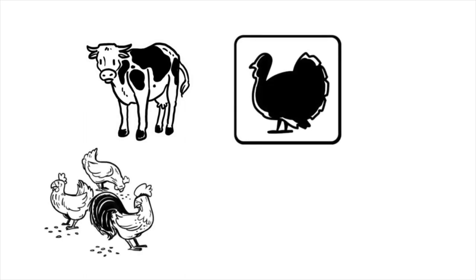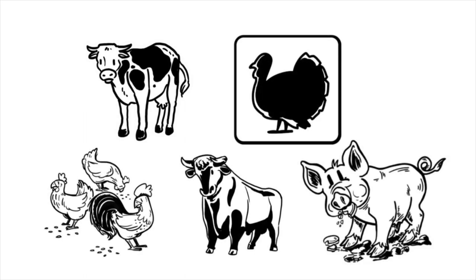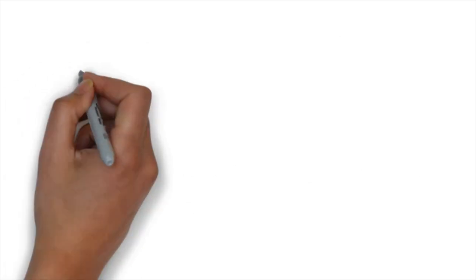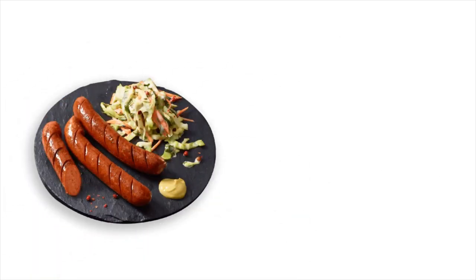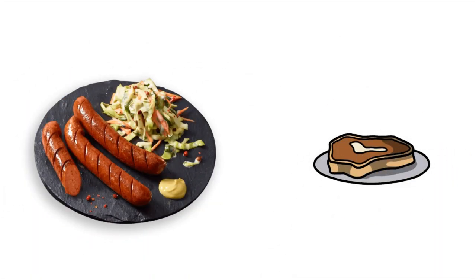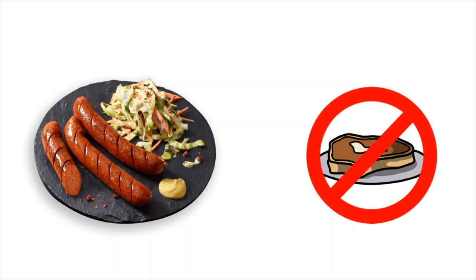Sausage can be made of veal, turkey, chicken, beef, pork, or any combination of these. Today, there are even vegetarian sausages available that do not use any meat. These sausages are based on soya protein.